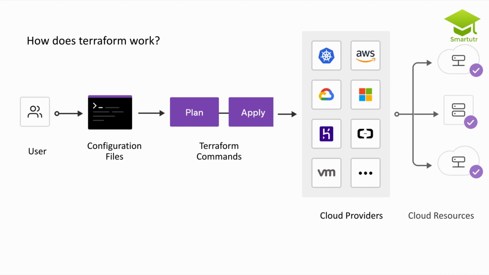Terraform maintains a state file that tracks the current state of the infrastructure resources. The state file is used to compare the desired state defined in the configuration file with the actual state of the resources. Any differences between the two states are then resolved by creating, updating, or destroying resources as necessary.